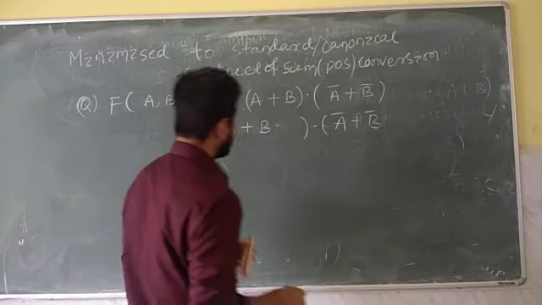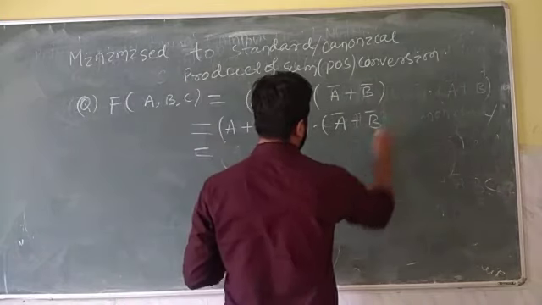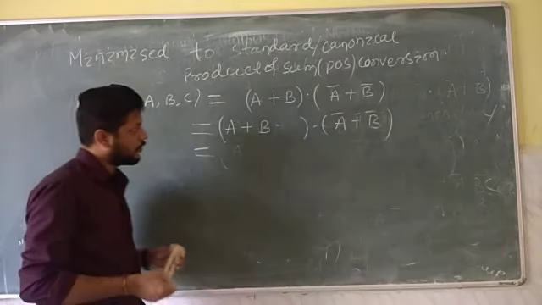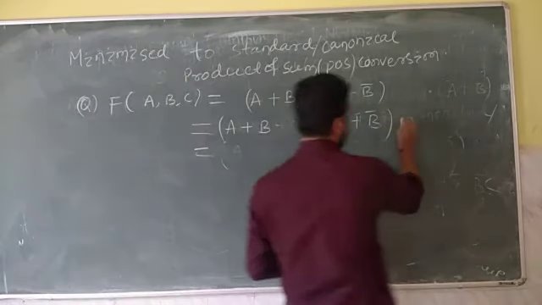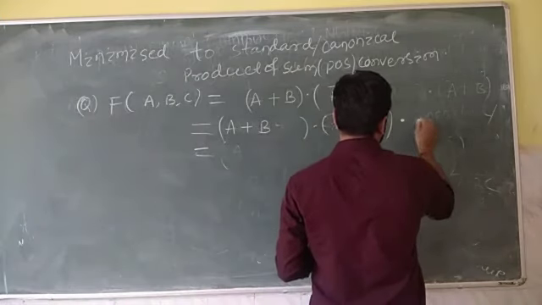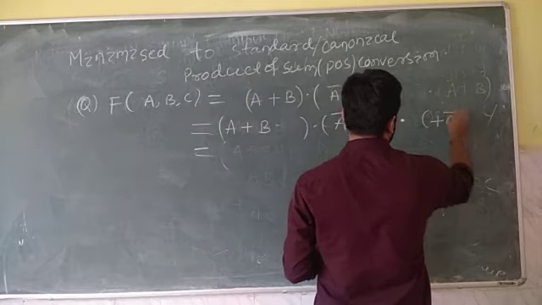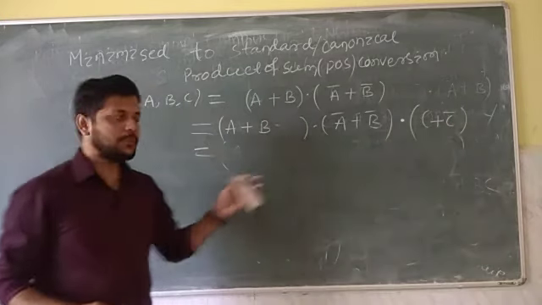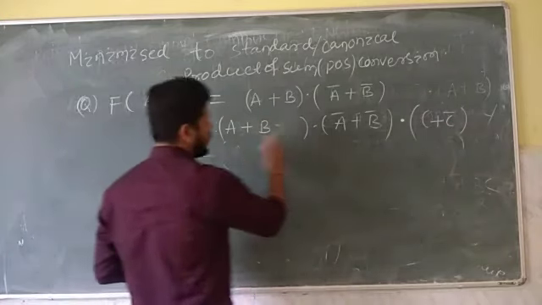So a or b and a bar or b bar is given, then the missing term we can write in dot form. So dot form means here I can write c dot c bar, and then just multiply both the expressions a or b with c dot c bar.